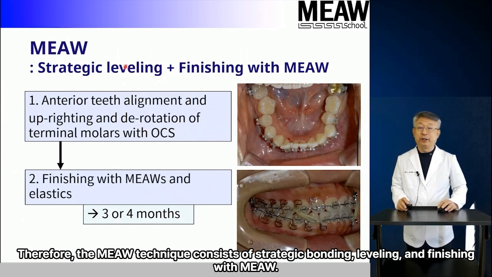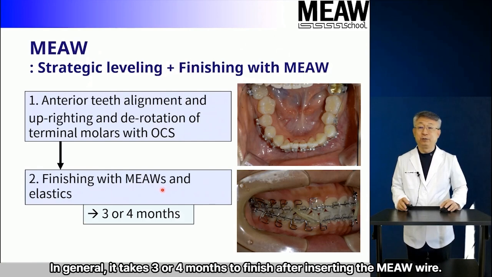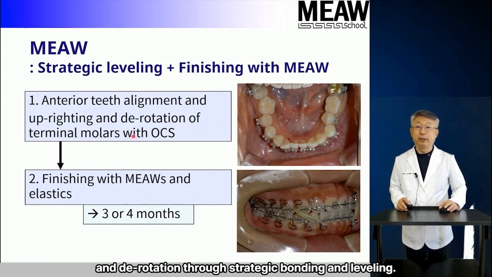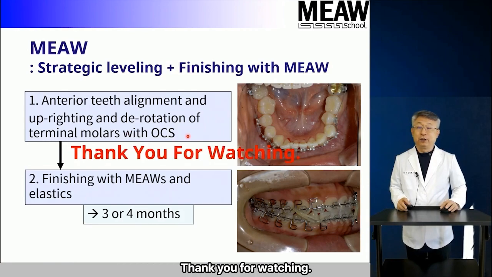Therefore, the Meo technique consists of strategic bonding, leveling, and finishing with Meo. In general, it takes 3 or 4 months to finish after inserting the Meo wire. It is possible to shorten the treatment period by improving the anterior crowding and uprighting of the lower molar and derotation through strategic bonding and leveling. Thank you for watching.